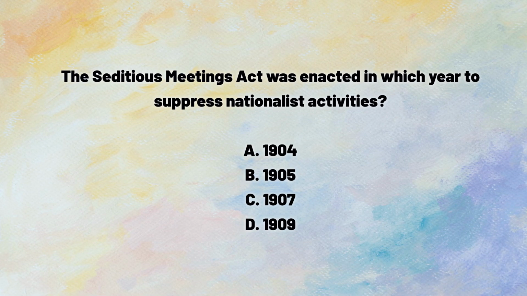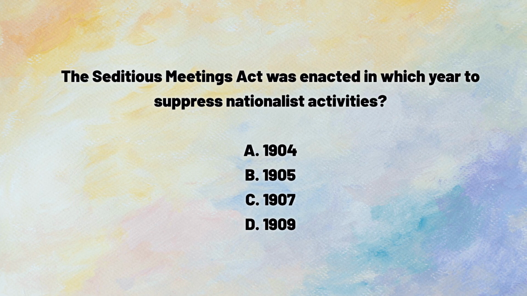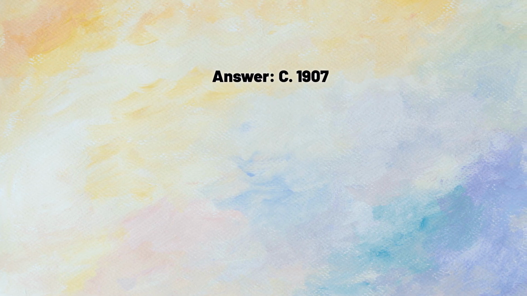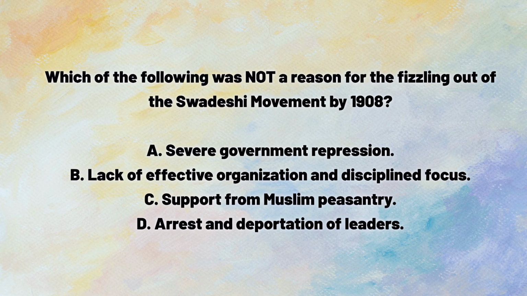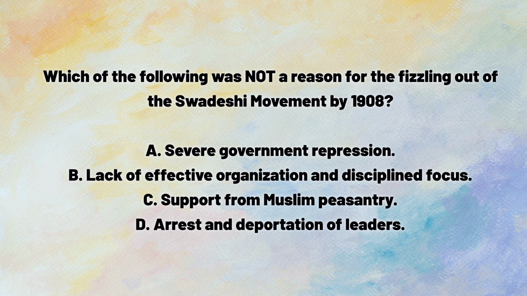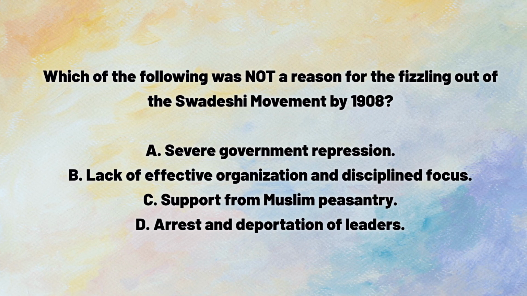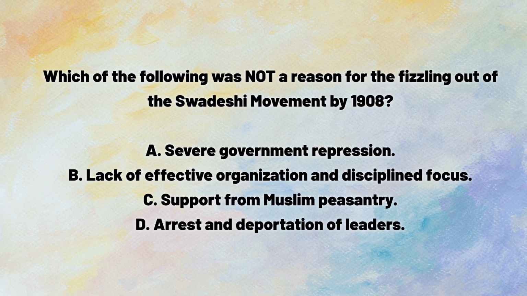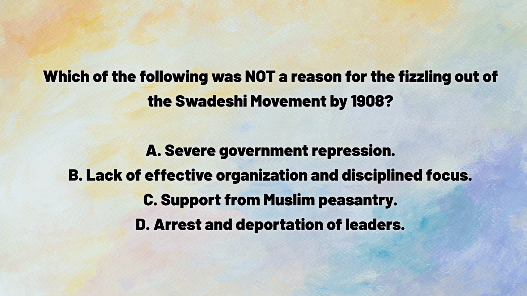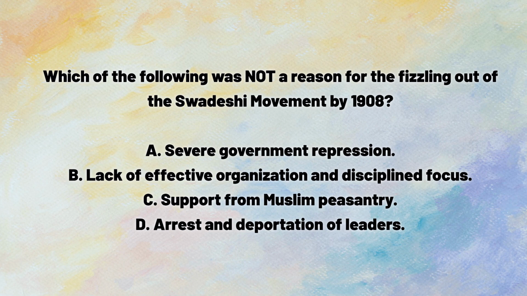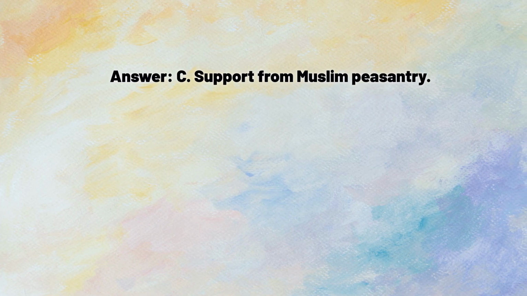A. 1904, B. 1905, C. 1907, D. 1909. Answer: C. 1907. Which of the following was not a reason for the fizzling out of the Swadeshi movement by 1908? A. Severe government repression. B. Lack of effective organization and disciplined focus. C. Support from Muslim peasantry. D. Arrest and deportation of leaders. Answer: C. Support from Muslim peasantry.